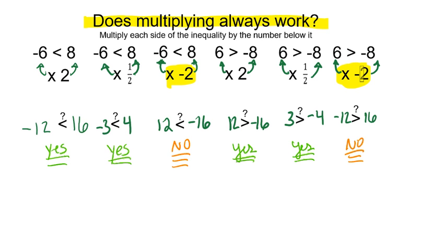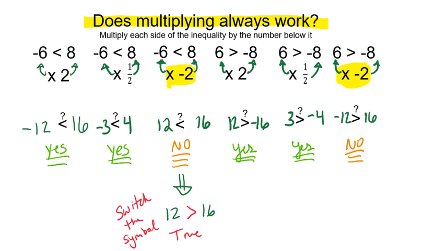What could we do to make this true? Well, we could switch the symbol, right? If we switched the symbol, that would make it true. Let's take a look at that. So if we wrote this as, instead, 12 is not less than but greater than negative 16, now it becomes true. So if we switch the symbol, that became true.